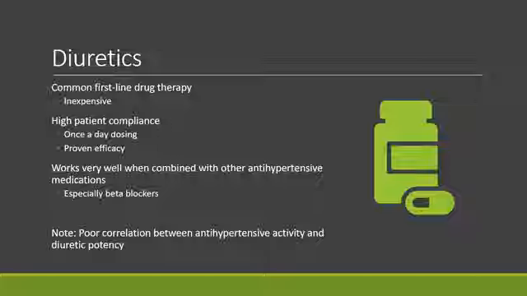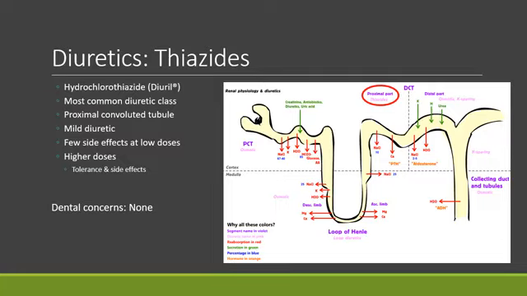One of the things that's kind of interesting, though, is there's actually a pretty poor correlation between the antihypertensive activity and the actual diuretic potency. We'll talk about that in a minute. So our thiazide diuretics, we'll start with those. Hydrochlorothiazide or Diuril, that's the most common one. Typically we see HCTZ, that's the generic form. It's the most common diuretic drug class used.